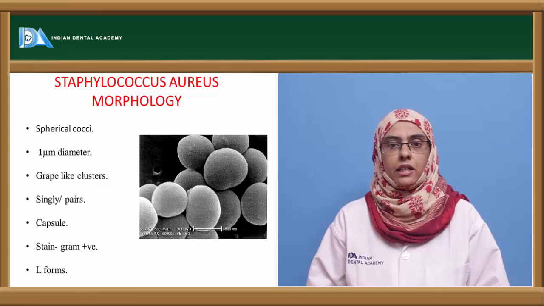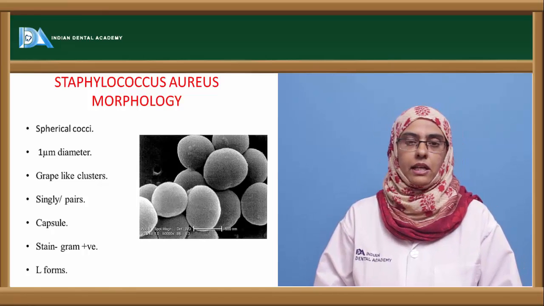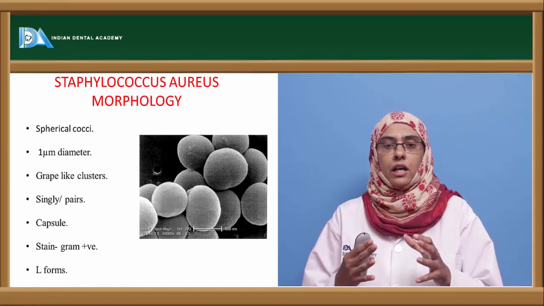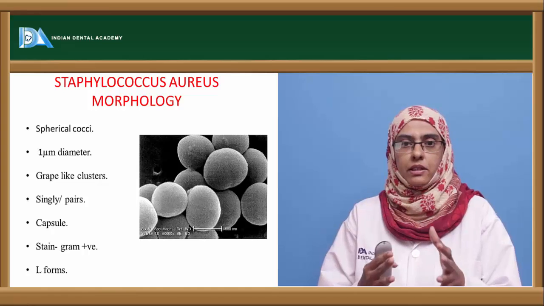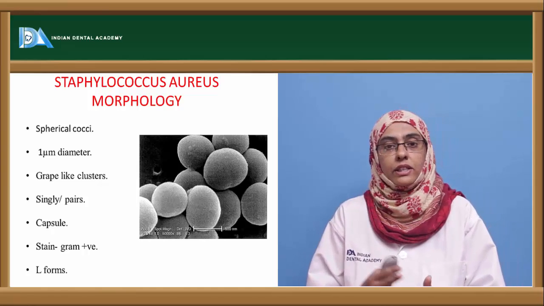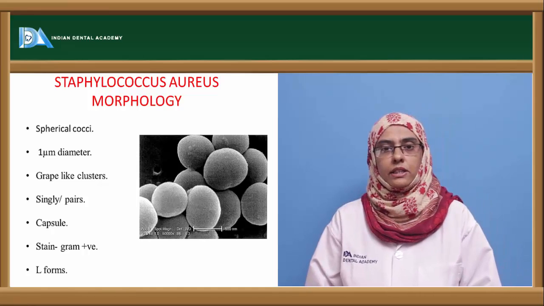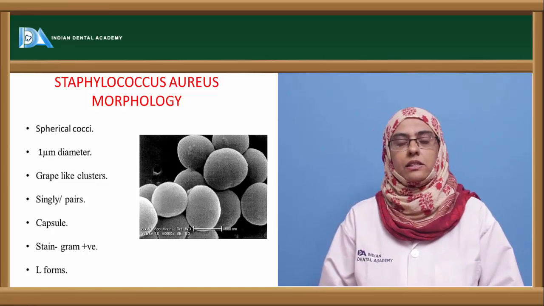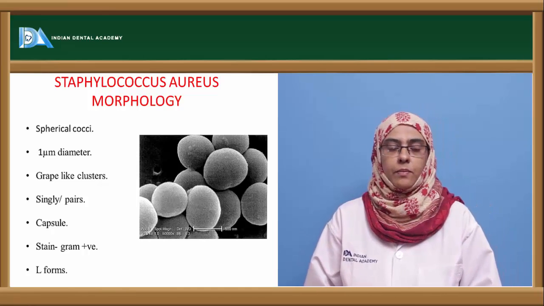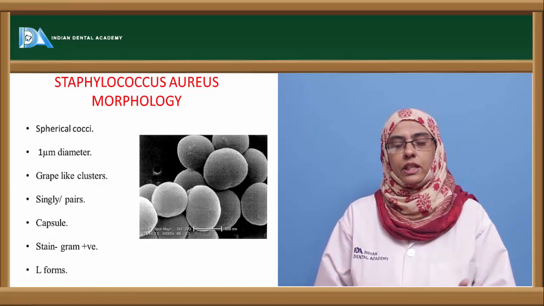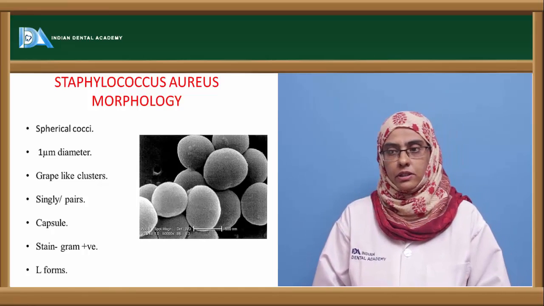Cocci means nothing but they are spherical in nature and of about 1 micrometer in diameter, and they divide in one plane or to form a grape-like cluster, 2 to 3 planes giving grape-like cluster, but long chains of these cells cannot be seen. And some of these organisms are capsulated while some may be non-capsulated, and the capsular material is seen in only few strains of these Staphylococcus aureus and prevents them from phagocytosis.